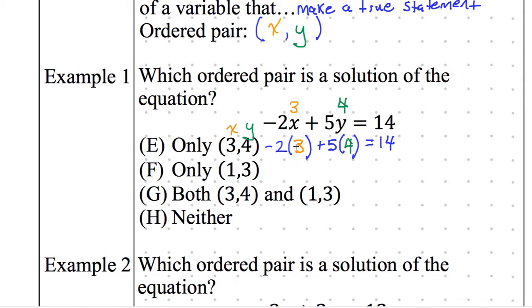Well, is that a true statement? I don't know. Well, what's 2 times 3? 2 times 3 is 6. So I'm going to say, okay, this turns into -2 times +3 is a -6. 5 times 4 is a +20. Is that equal to 14? Well, 20 minus 6 is 14, so I get 14 equals 14. Yes, that is a true statement. So 3, 4 is a solution.